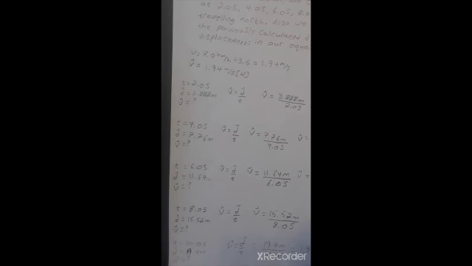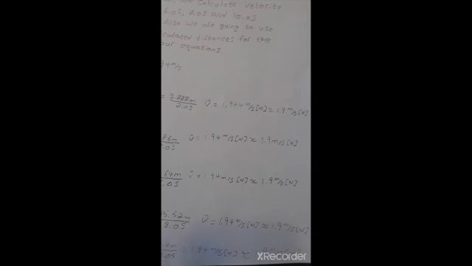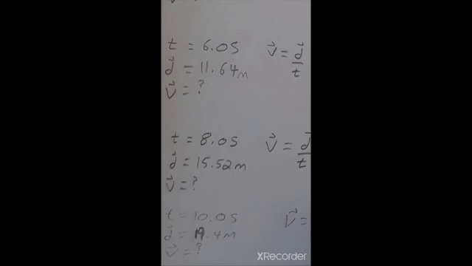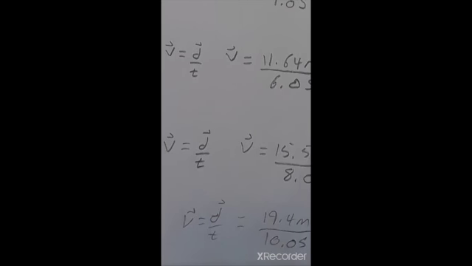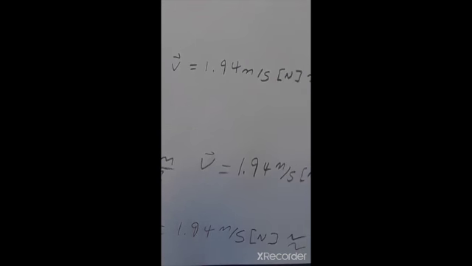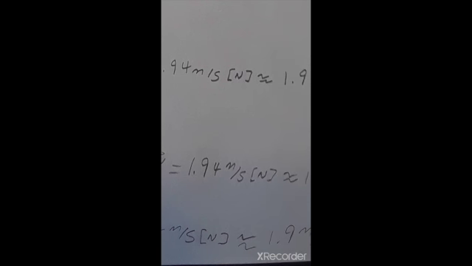8.0 seconds with a distance of 15.52 meters. We divide 15.52 meters by 8.0 seconds. Velocity equals 1.94 meters per second north, which we round to 1.9 meters per second north. And finally, 10.0 seconds. We traveled 19.4 meters at this time. Our velocity equals distance over time. 19.4 meters divided by 10.0 seconds equals 1.94 meters per second north, which rounds to 1.9 meters per second north.